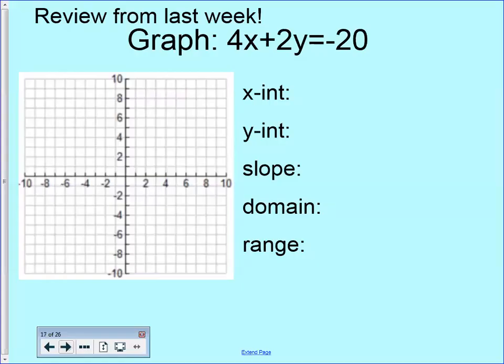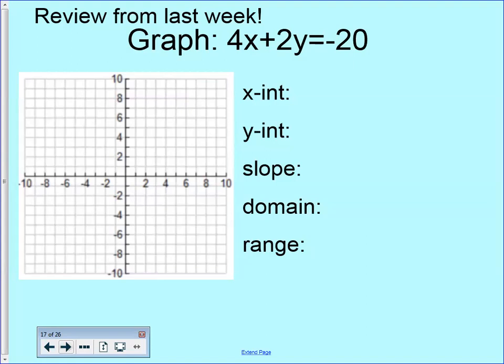So first thing I want us to do is review what we talked about last week. When we talked last week, we were graphing equations. And we talked about how we needed our equation in y equals mx plus b. And if that's not the case, we need to go ahead and solve for y. So my equation is 4x plus 2y equals negative 20. I need to get this in y equals mx plus b.